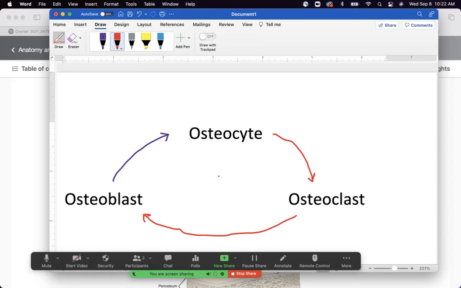Now, this is called remodeling. It's a constant cycle of breaking down, building back up, breaking down, building back up. And this is highly efficient when you're young. When you're old, the osteoclasts tend to win. They break down way more than you build up. But when you're young, it's highly efficient.